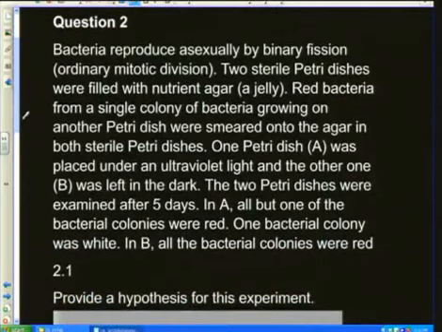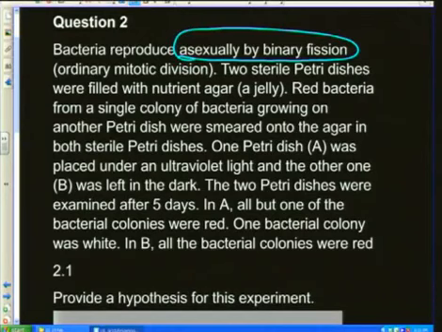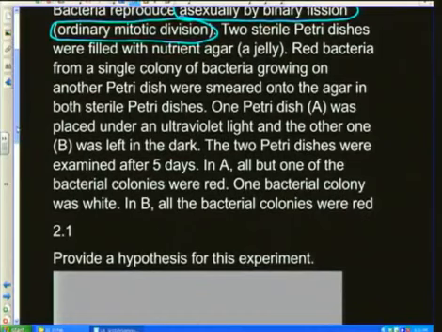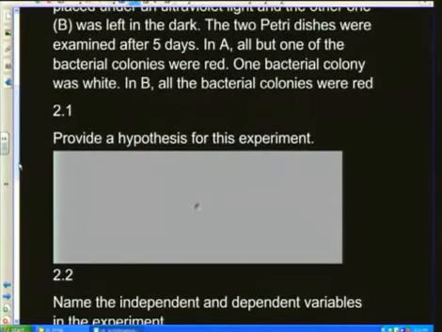They're saying here, bacteria reproduce asexually by binary fission. Important note there, not sexually but asexually. And this is by ordinary mitotic division. Two sterile petri dishes are filled with nutrient agar, etc. You have this in your notes. I'm not going to read the whole question. All right? Provide a hypothesis.